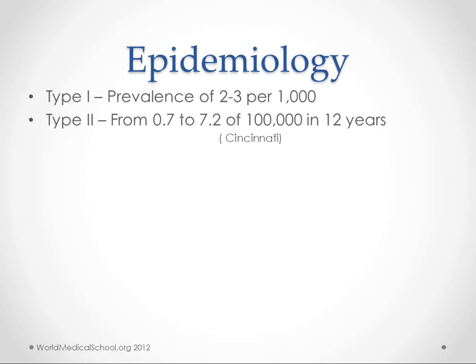And we don't have great numbers on type 2 diabetes, but the most important information about that epidemiology is that it is increasing rapidly. One study from Cincinnati said that the numbers increased from about 0.7 out of 100,000 to 7.2 out of 100,000, between about 1982 and 1994. So in a 12-year range, we had over a tenfold increase, and those numbers are still climbing.